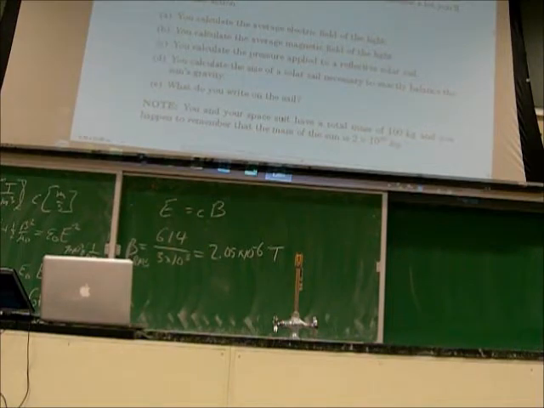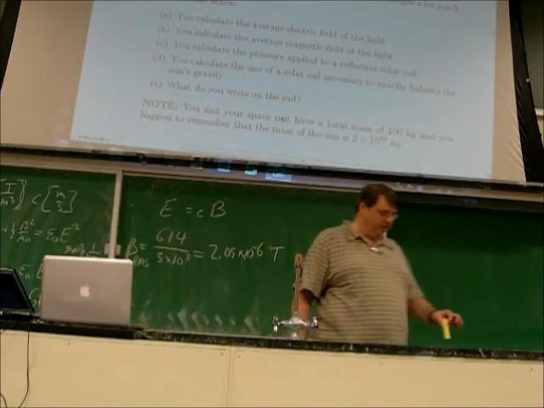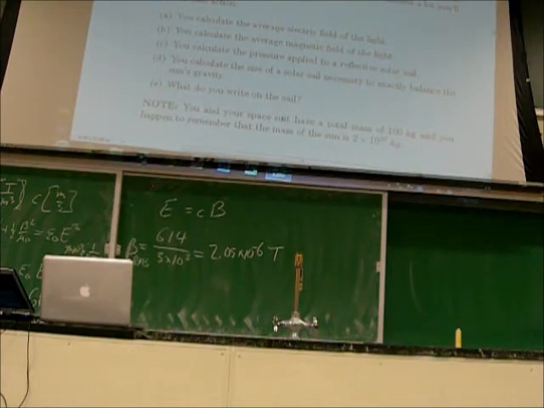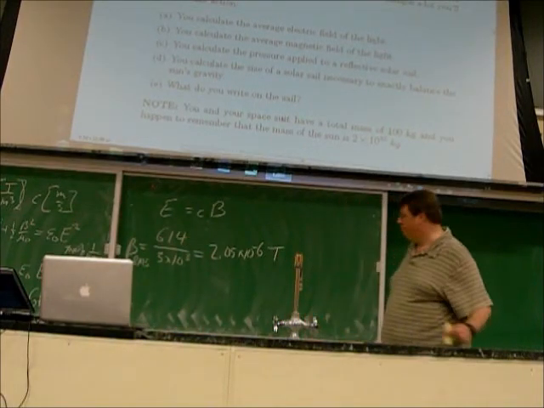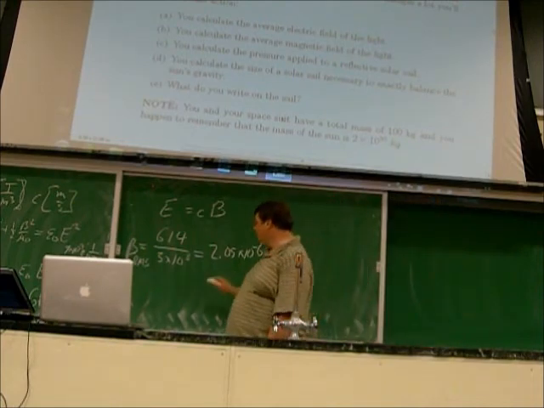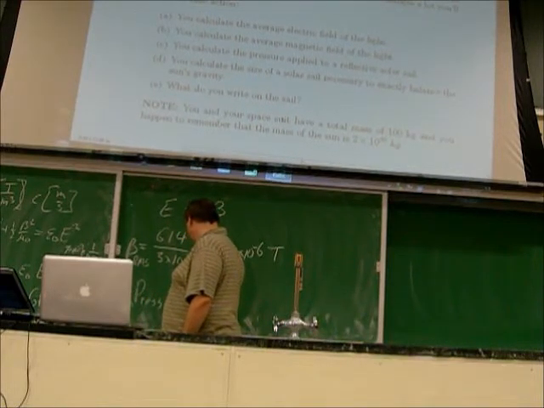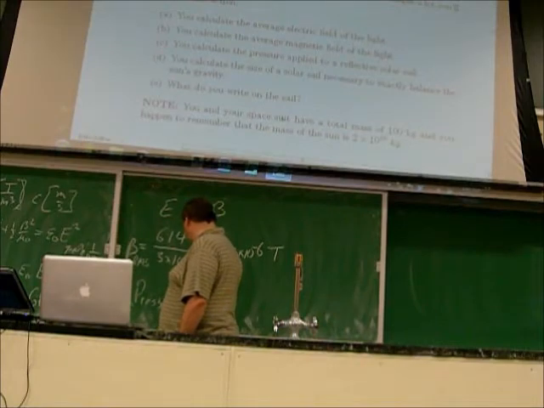Now, you calculate the average pressure applied to a reflective sail. Reflective is 2 times I over C. So we're going to have to decide which quantity gives us pressure. The usual amount is for an absorbing sail, and then twice that is for a reflecting sail. Agreed? So pressure is what unit? Pascal, which is also known as newtons per square meter.